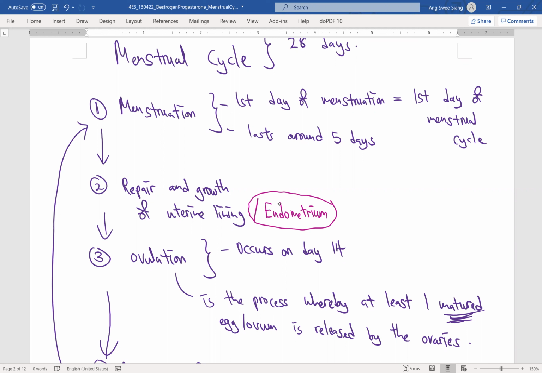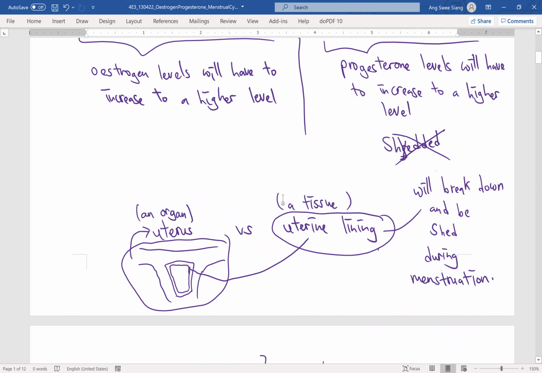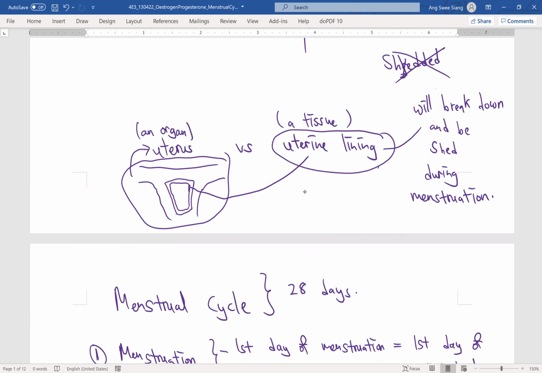Now last lesson I already mentioned that the uterine lining, the endometrium, is a layer of tissue found on the inner surface of the uterus. And it is the uterine lining that is broken down and discharged during menstruation. Did I talk about menstruation? Yes, I talked about it. During menstruation, the uterine lining will be broken down and shed, and what is shed will include blood and broken down tissue.